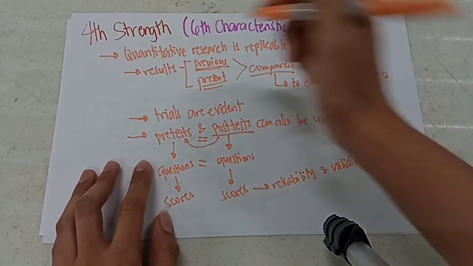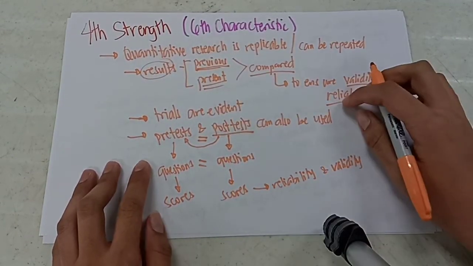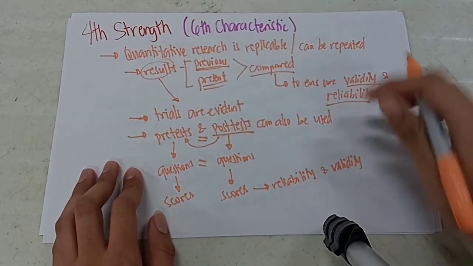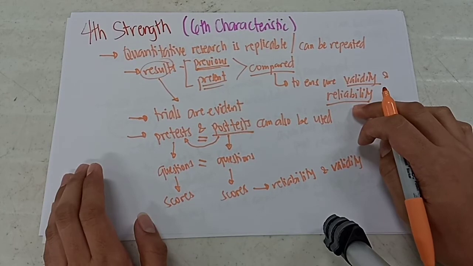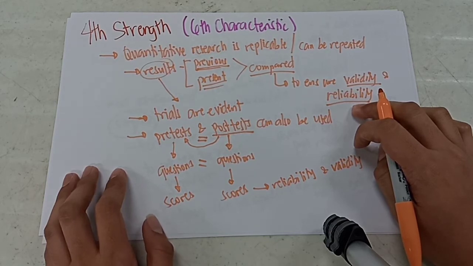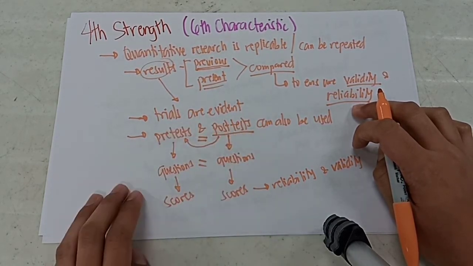So in the fourth strength or advantage of quantitative research, we stated that quantitative research is replicable or can be repeated. The previous results can be repeated, and the previous and the present results can be compared to each other. They are compared so that we can ensure the validity and reliability of the results. Now, since the results can be replicated, the use of trials is evident. And when there are uses of trials, we can have another method such as the use of pre-tests and post-tests.